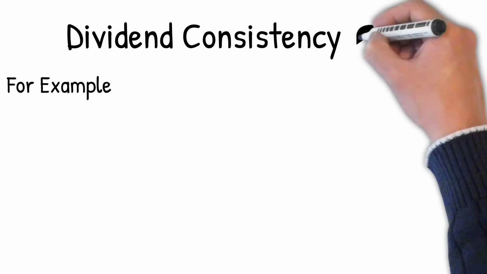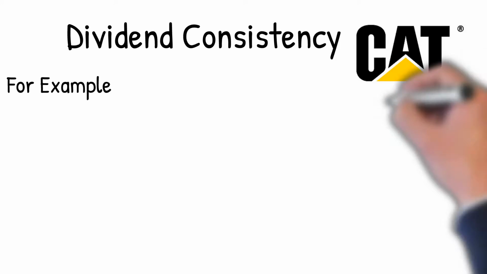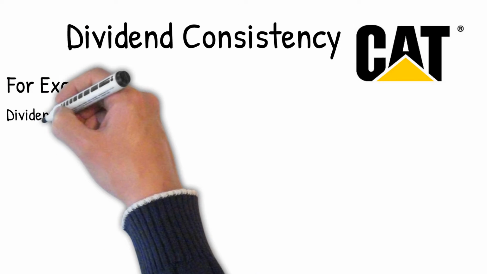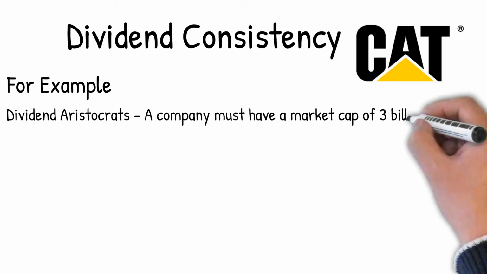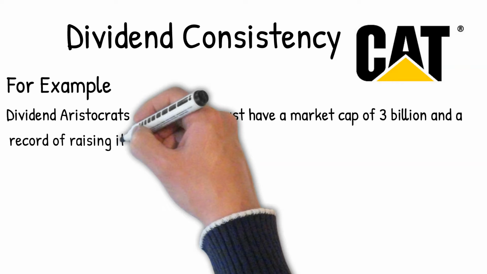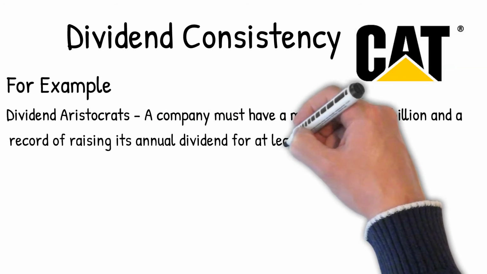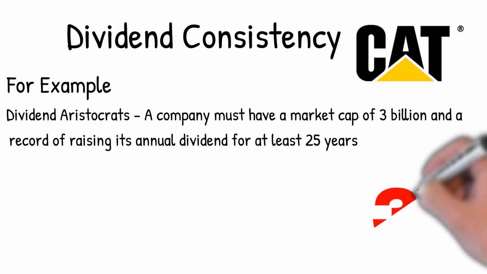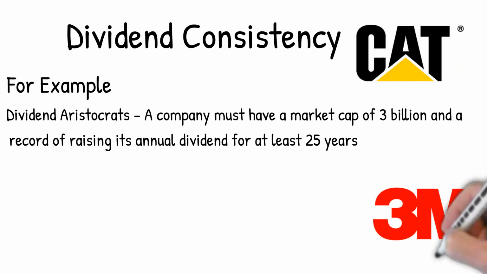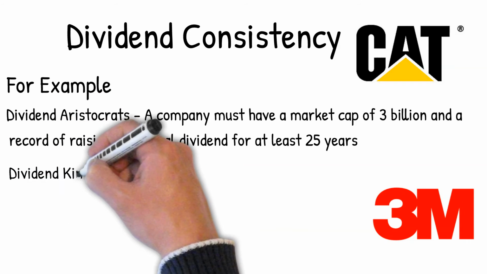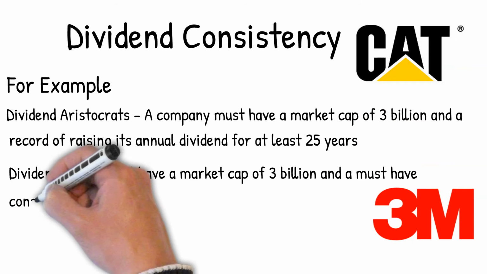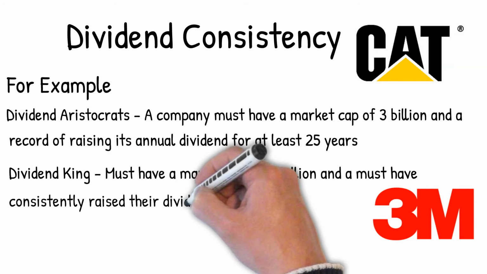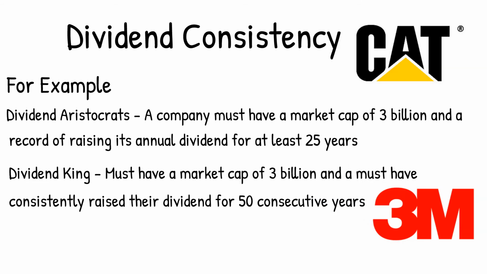The last metric I use to help me pick dividend stocks is quite easy, and it's just checking the consistency of a company's dividend. For example, is a company a dividend aristocrat, which means that the company must have a market cap of at least 3 billion and a record of raising its annual dividend for at least 25 consecutive years. And if possible, is that company a dividend king, which means they will have to have consistently raised their dividends for 50 consecutive years. Caterpillar being a dividend aristocrat and 3M being a dividend king.